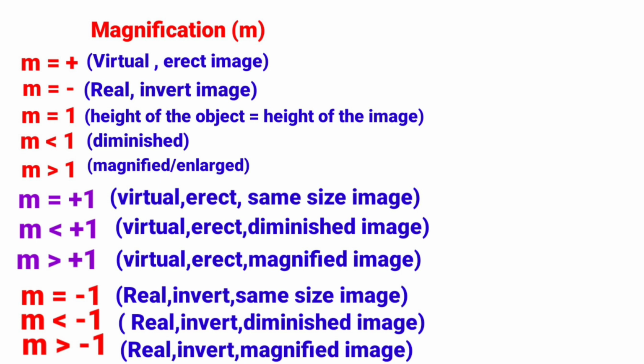m is equal to minus 1: real, inverted and same size image. m less than minus 1: real, inverted, diminished image. m greater than minus 1: real, inverted and magnified image.